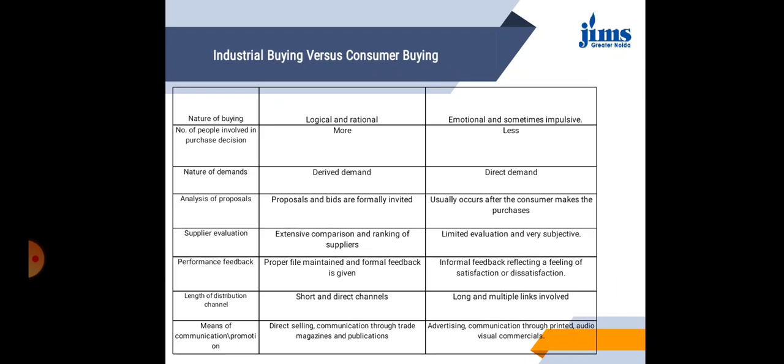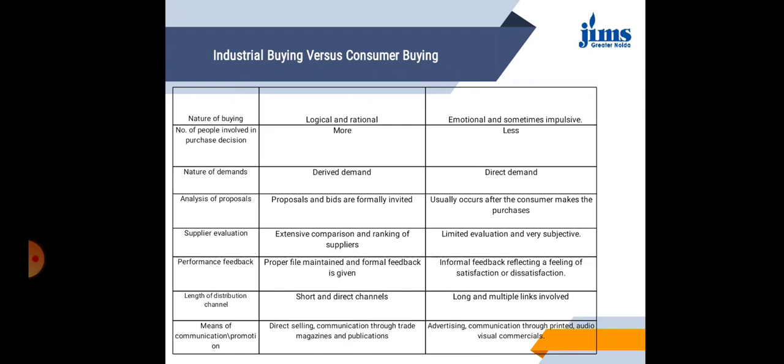Next is nature of buying. I told you, it is already explained. This is more logical and rational, while in consumer buying it is more emotional and sometimes impulsive. Number of people involved in purchase decision, who are always more in industrial buying.